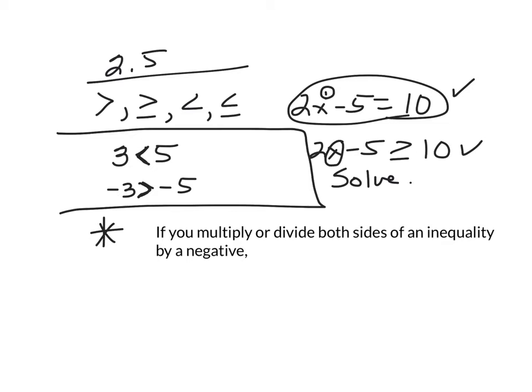Okay, now notice it says if I do this by multiplying or dividing, I have to do this. It doesn't say anything about adding or subtracting, right? This only applies when I'm multiplying or dividing, and it has to be by a negative. So if I multiply or divide both sides by a positive, then I'm not going to do this. But if I do both sides by a negative, then switch the inequality sign.